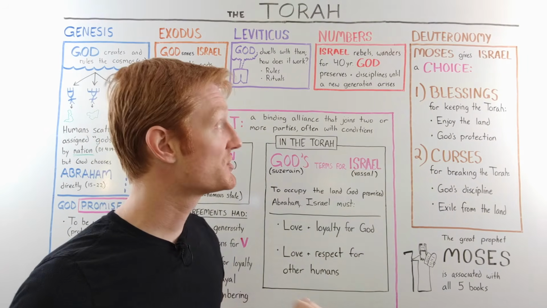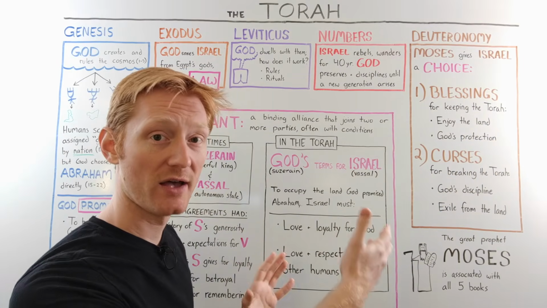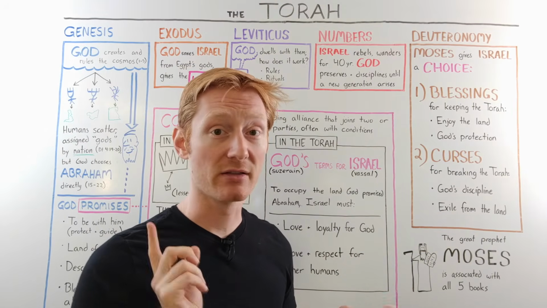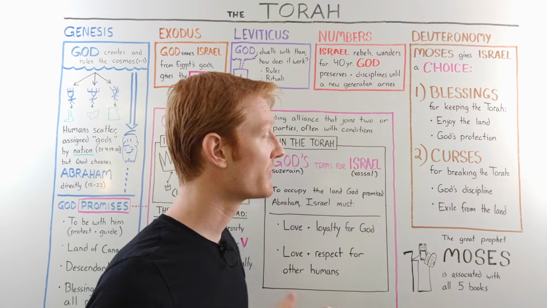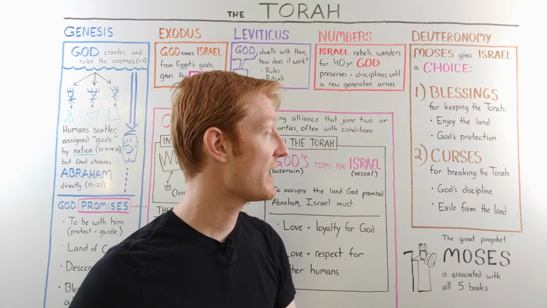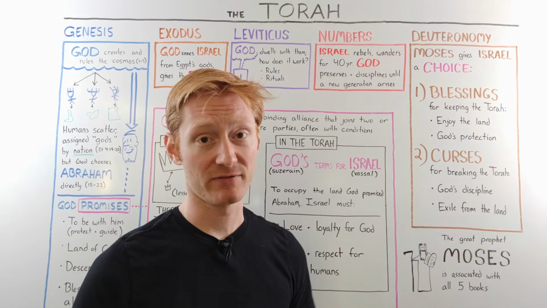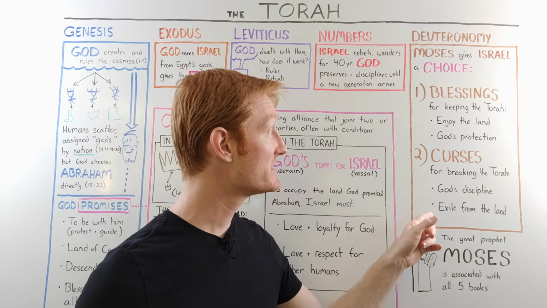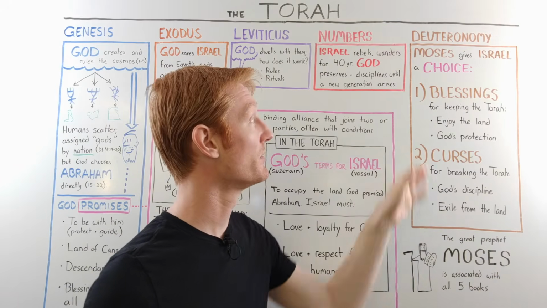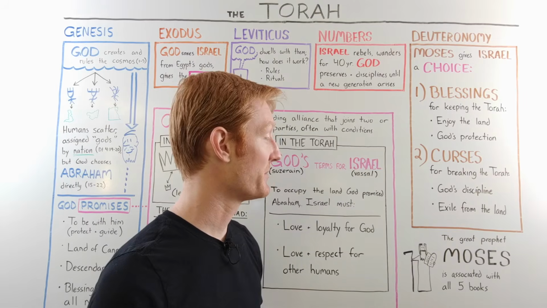So, are you going to choose the blessings of keeping the Torah, abiding by the laws that have been set down? And if they do that, then they're going to get to enjoy the land and they'll get to enjoy God's protection. Everything will be great. Or are they going to choose the curses? If they break the Torah, then they face the risk of God's discipline, and they also face exile from the land, which we see all of these things playing out in the rest of the Old Testament, both blessings when Israel keeps the Torah and curses and eventually exile from the land.